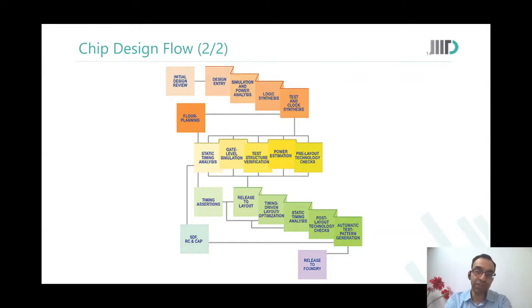But test is a very significant cost. You actually have to test it very exhaustively. So if in the gate level simulation you're testing for those test specifications you have given, and then in test structure verification you're testing each possibility, what's the point of the previous step?